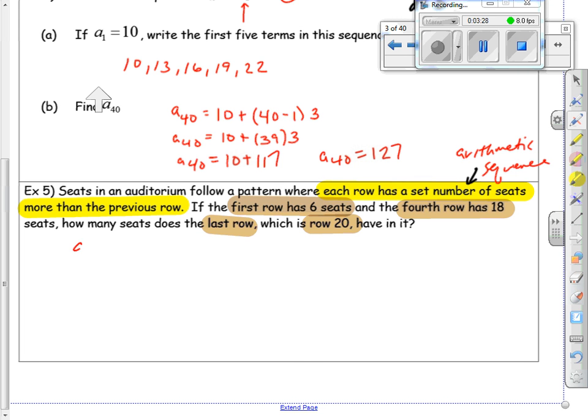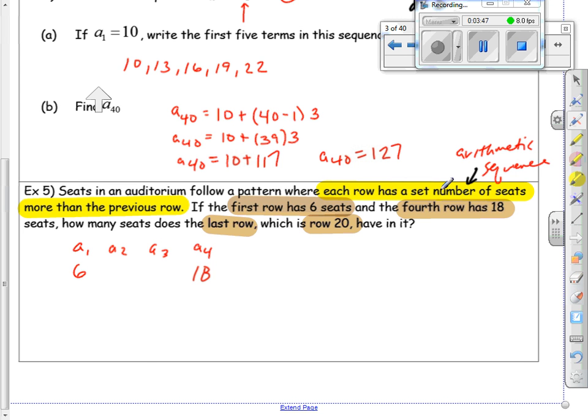So let's start by writing out what we know. We know a sub 1 would be 6. The first row has 6 seats. We don't know a sub 2. We don't know a sub 3. But we know a sub 4 would be 18 because the fourth row has 18 seats.